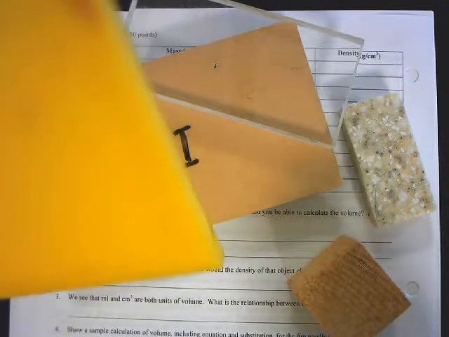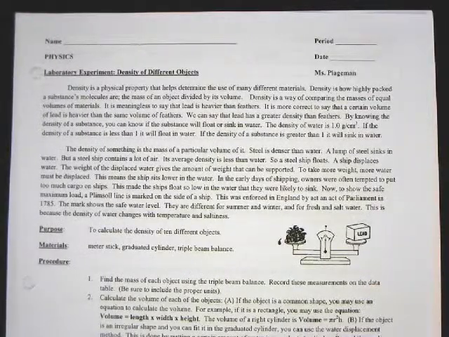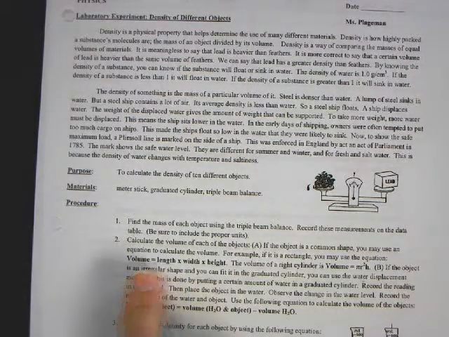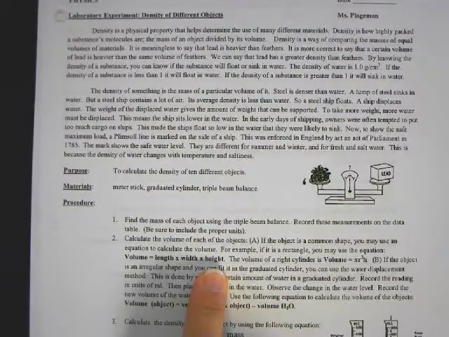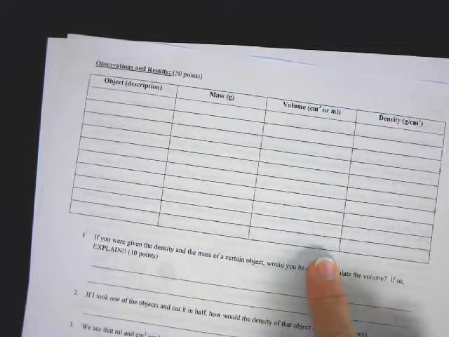For these, if you look at the front, I have nice directions. Here you would do length times width times height. So if I'm measuring the edge of one of these using my meter stick in centimeters, a centimeter times a centimeter times a centimeter is a centimeter cubed. So I would write the appropriate unit here.